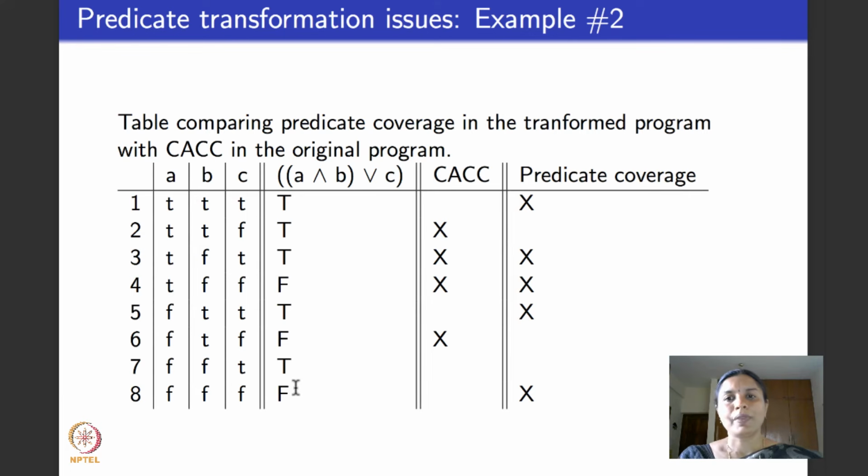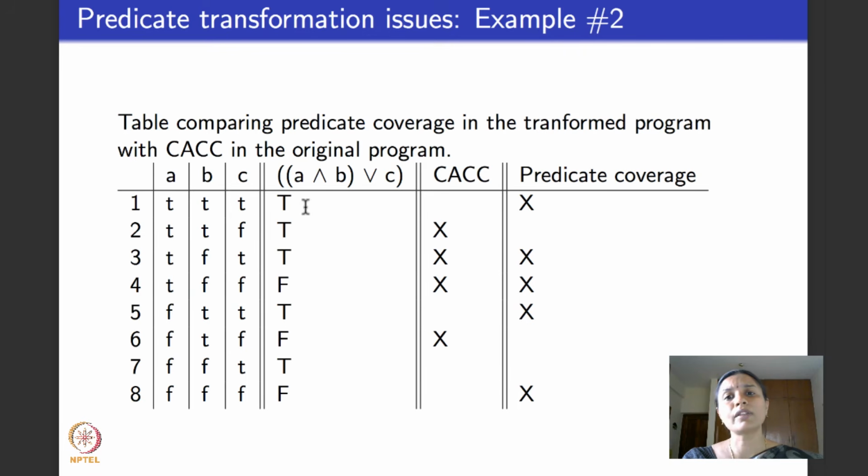Now if you see, to achieve predicate coverage on the resulting program, I can choose rows 1, 3, 4, 5 and 8. That will completely achieve predicate coverage. Why is that so? Because row 8 corresponds to the predicate being false, 5, 3 and 1 correspond to the predicate being true. Row 4 also corresponds to the predicate being false. So predicate coverage is achieved on the transformed program where each clause takes turns to be true and false, resulting in the predicate being true and false.